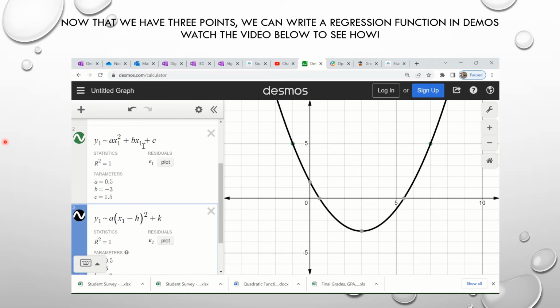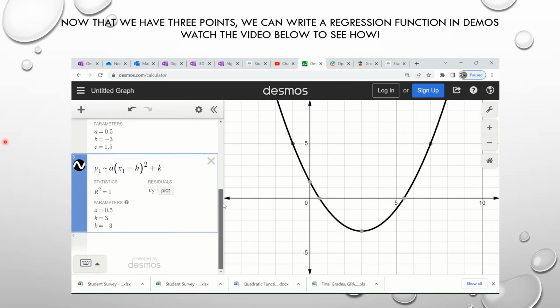Now, one thing that you want to notice, before I had this regression on here, I can actually hide that by clicking on it. The parabola was green, and then when we graphed the black one, notice that it went right on top of the green one, okay? What that means is that they are the same parabola, just two different forms of that equation.